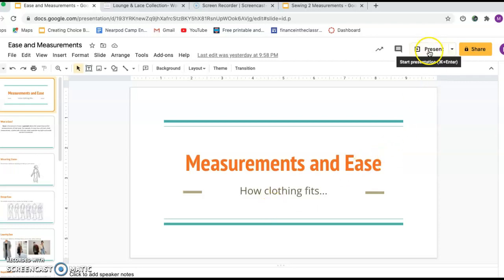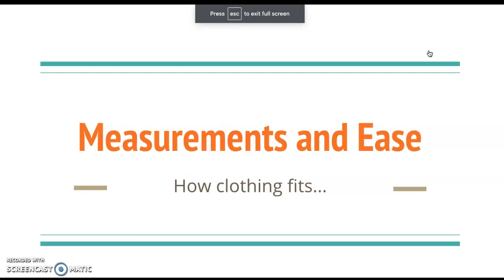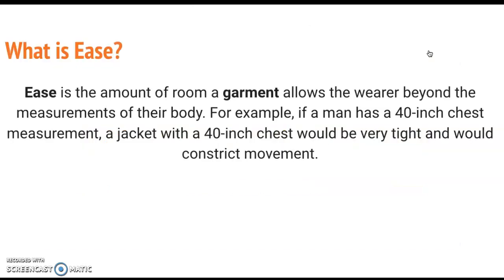All right, good morning. Today for our Friday assignment, we're going to talk about measurements and ease. Now, ease refers to how clothing fits. Right? It's the amount of room in a garment that allows you, the wearer, to move in the clothing. For example, if you have a man with a 40-inch chest and he has a jacket with a 40-inch chest, that would be very tight and it would constrict movement.